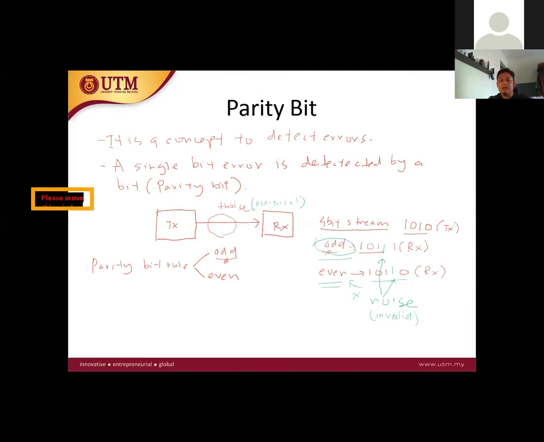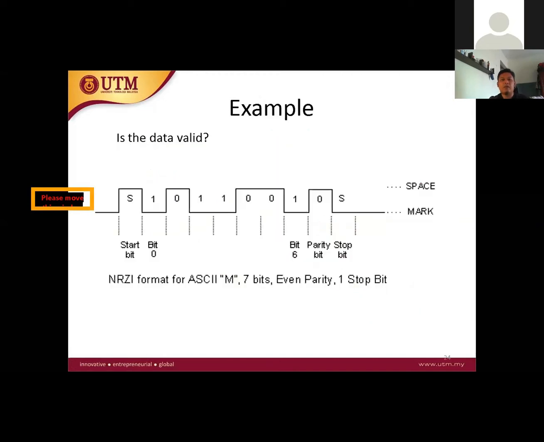All right, let's test your understanding. Look at this example. This is the start bit, this is the parity bit, and this is the stop bit.